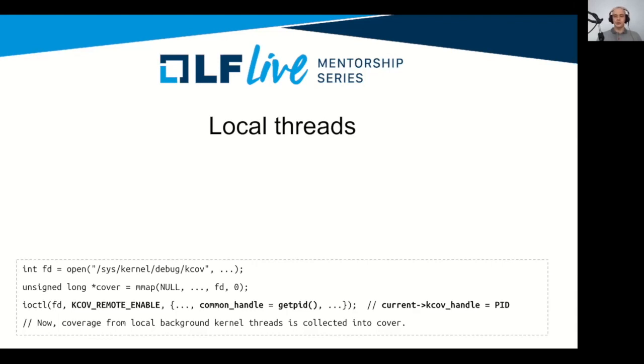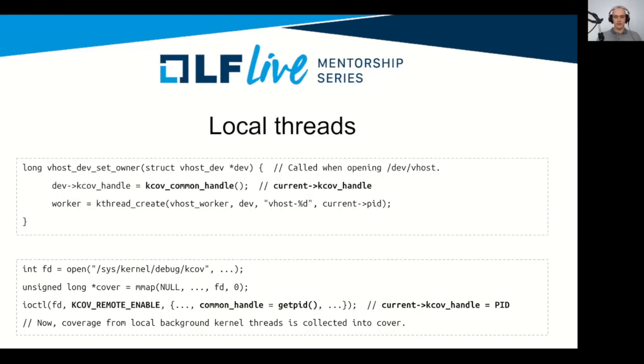So what this ioctl does, it actually saves this common handle inside the current pointer. Current points to the current user task. When Kakeoff is enabled, there is another field inside the current task struct, and it's called Kakeoff handle, where the common handle is getting saved. And then in the syscall handler that actually creates that local thread, you take that Kakeoff handle from the current and you pass it into a structure that is passed to this thread. Normally whenever a kernel thread is created, some kind of data is going to be passed to it. In this case, we're looking at the example of vhost. Whenever you open a dev vhost device, this function is going to be called and it's going to create a thread that handles this device. So what we do here, we take the Kakeoff handle and we pass it through dev.